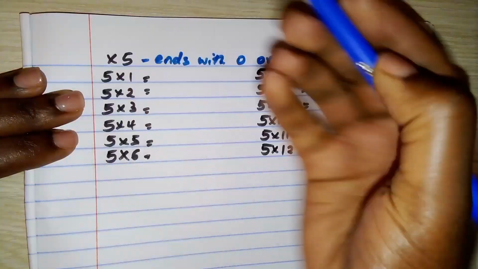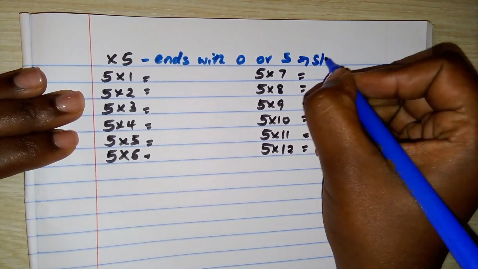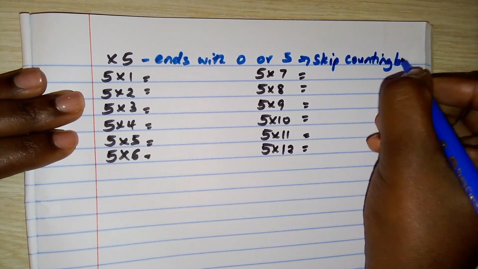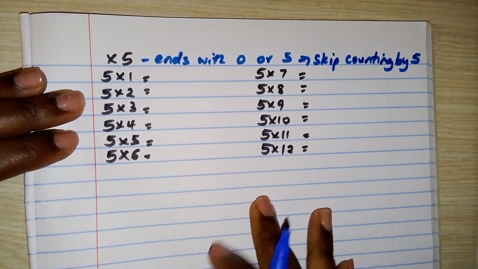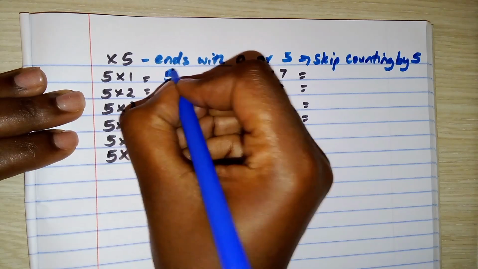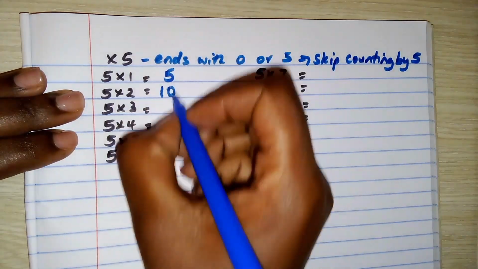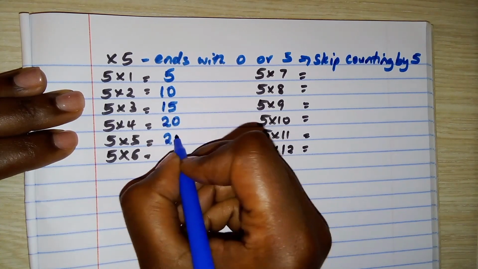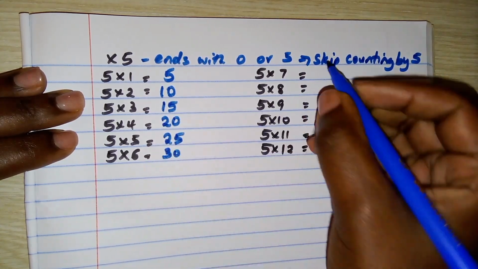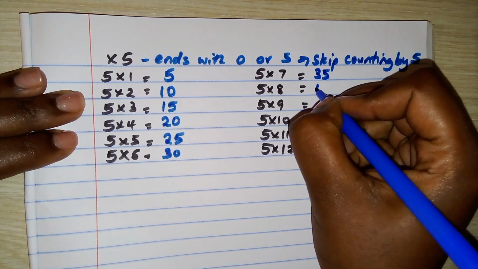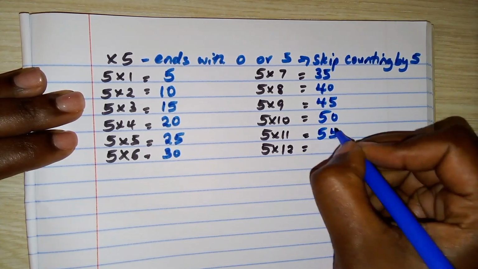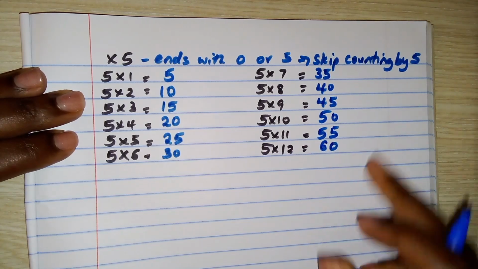So here let's apply skip counting. We're going to use skip counting by 5. So the first number definitely will be 5. 5 plus 5 is 10. 10 plus 5 is 15. Then 20, 25, 30, 35, 40, 45, 50, 55, and 60, and so forth.